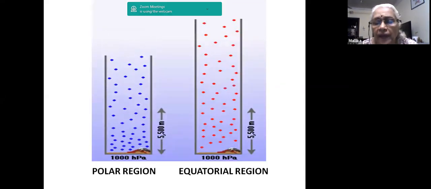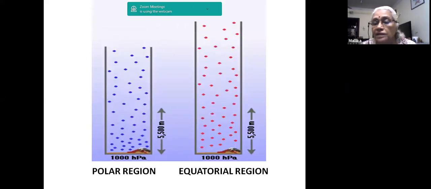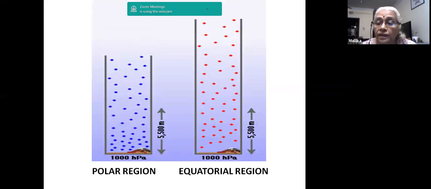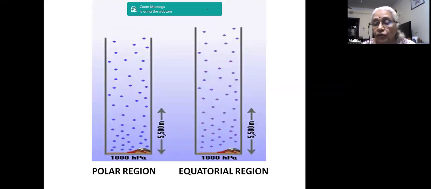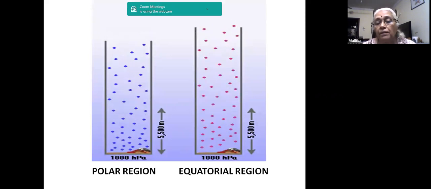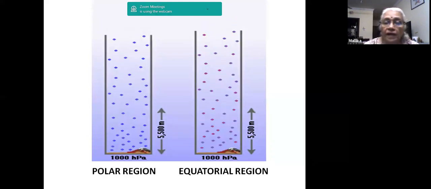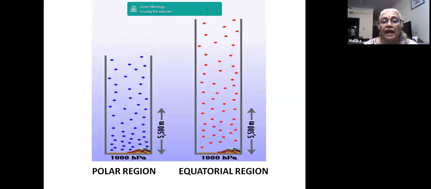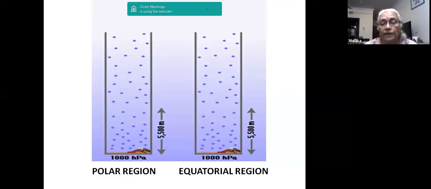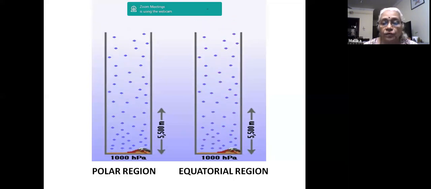So here is where in the equatorial region, it is always hot, like we saw earlier. In the equatorial region, air is always rising. And therefore, we always have a low pressure area around the equator. But in the polar region, it is cold, so air is always settling down. And therefore, you have a high pressure zone, right?